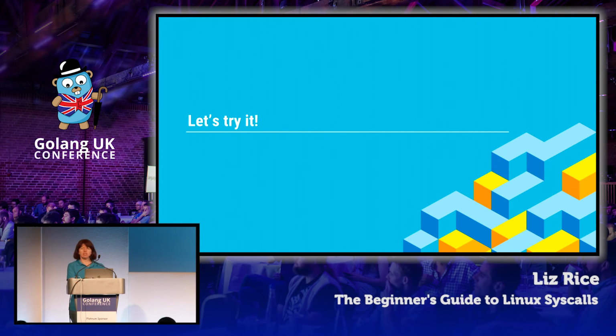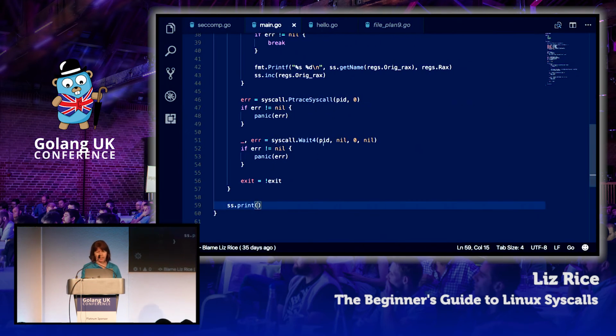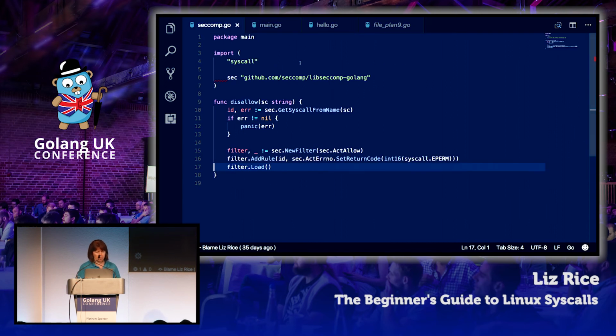So let's try building one ourselves. Now, I wasn't really confident that I could type this all out quickly enough, so I have a little bit of pre-prepared code here. We're going to disallow one system call by name. We pass in the name and convert it to its identifier, so that's sys_code that identifies that particular syscall.